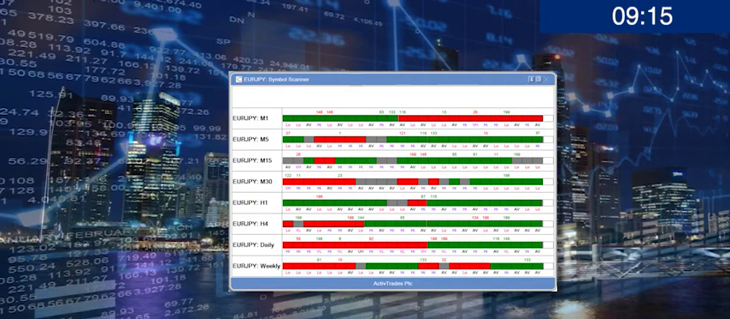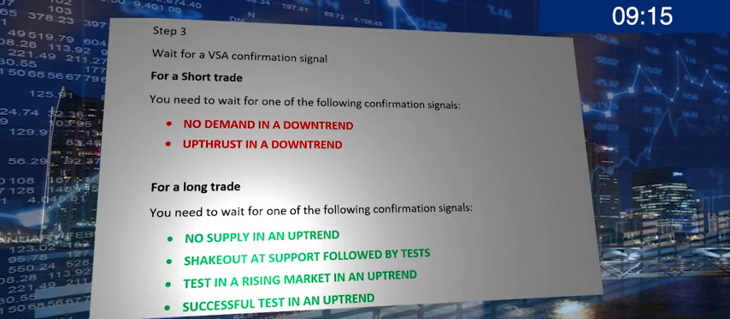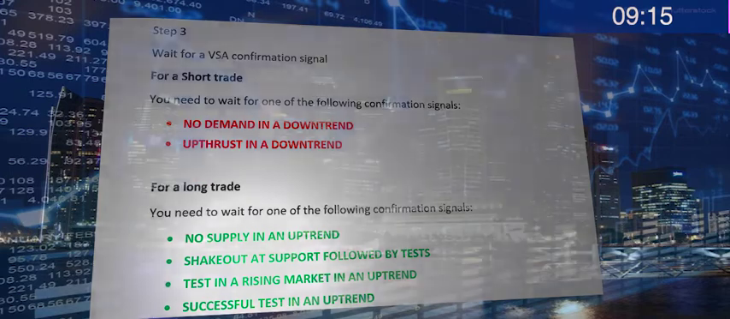So the strategy directs us to look at the general direction of the trend, especially in the longer time frames. In this case, as you can see, the trends are very obviously in the same direction. They're predominantly green across both the larger and smaller time frames. And as this is the case, we can move on to the next step. Now we need to wait for the VSA confirmation signal.